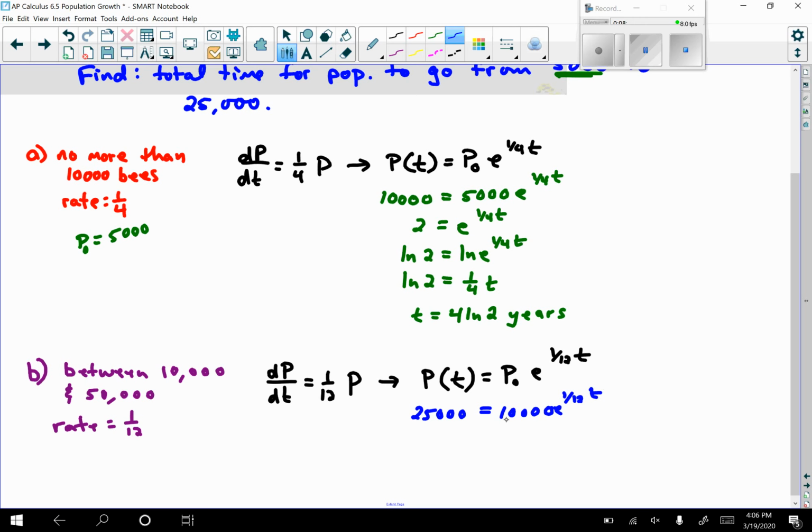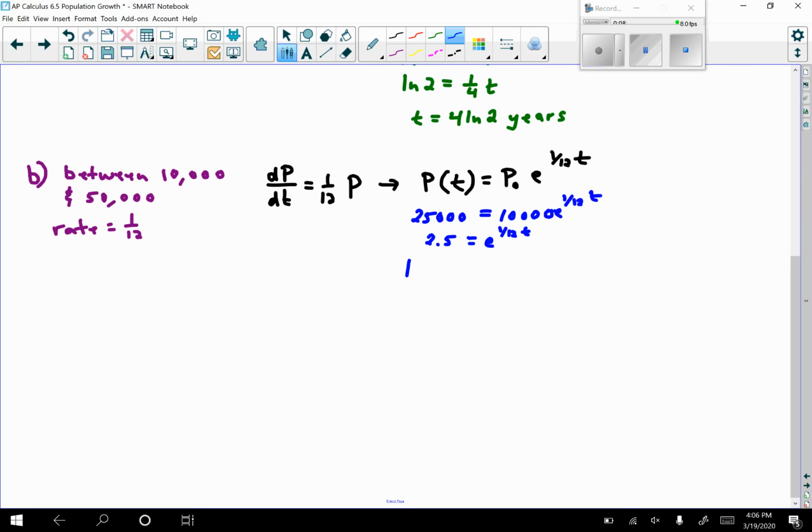So we're going to divide both sides by 10,000, and we'll get 2.5 is equal to e to the 1/12 t. Take the natural log of each side. So we'll get natural log of 2.5 is equal to 1/12 t. So t is going to equal 12 times the natural log of 2.5. And again, that'll be in years. So we need to add both of these answers together because, again, it was one rate during the time it grew to 10,000 and a slightly different rate when it grew to 25,000.